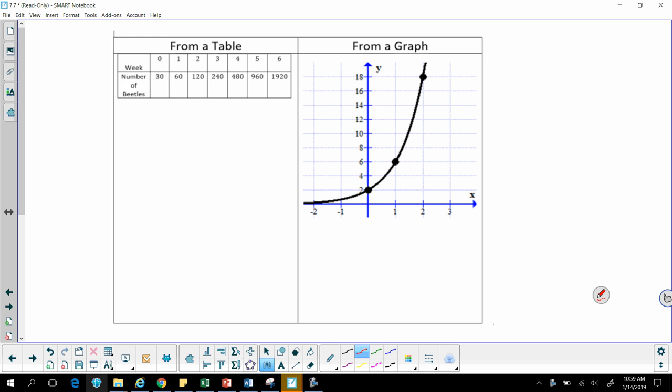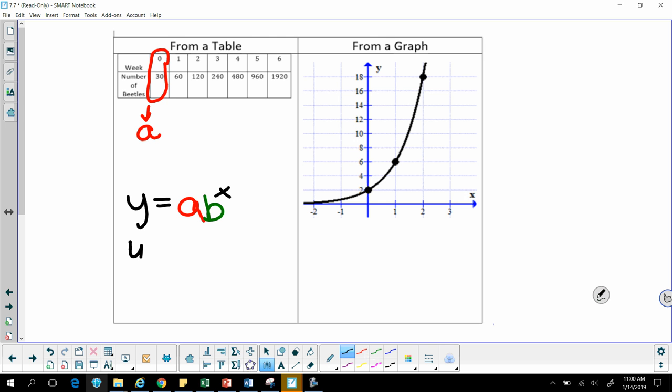And so our initial amount is when x is always 0. So right here, when I look, I can see when x is 0, my y is 30. So I know that this right here is going to be my a, my initial value. So it's always when your x is 0. So you're just finding your y-intercept or when your x is 0. And so when I write my equation, I already know that's going to be y equals ab to the x.